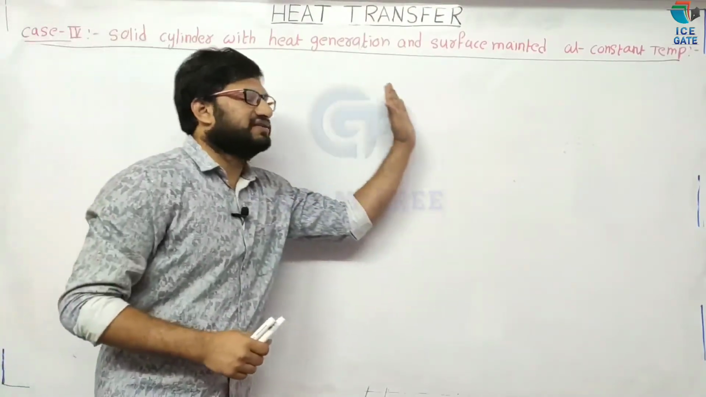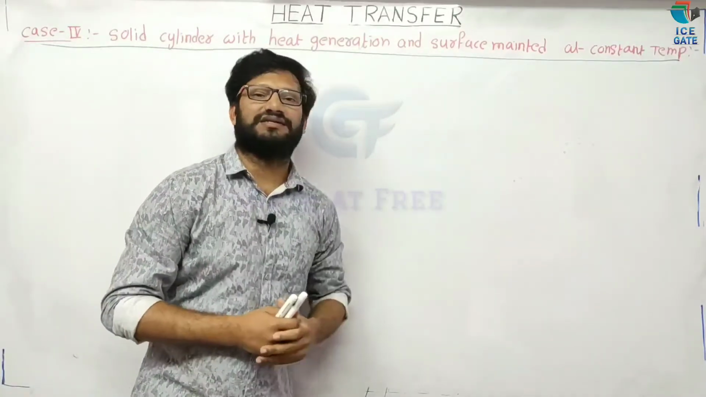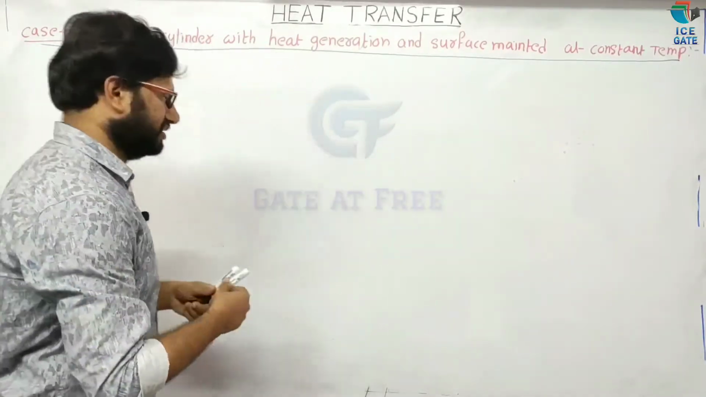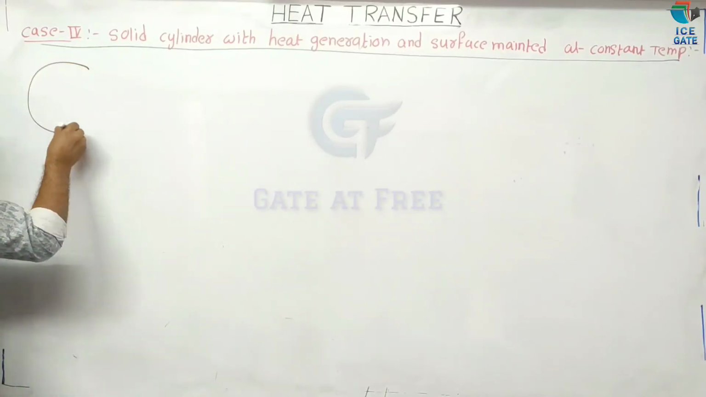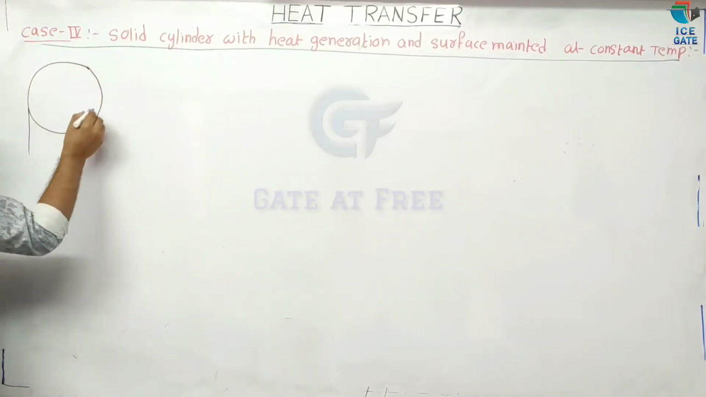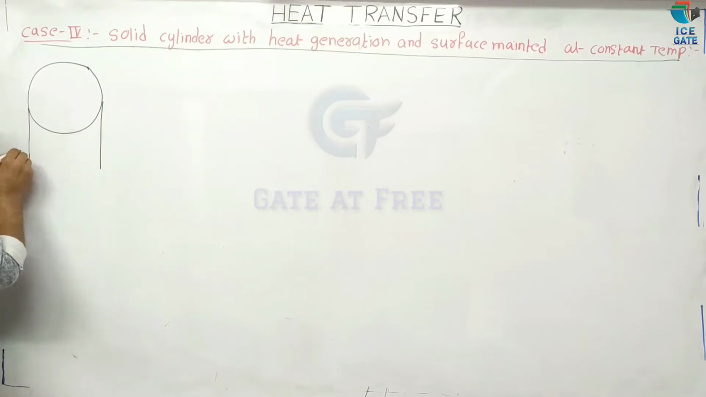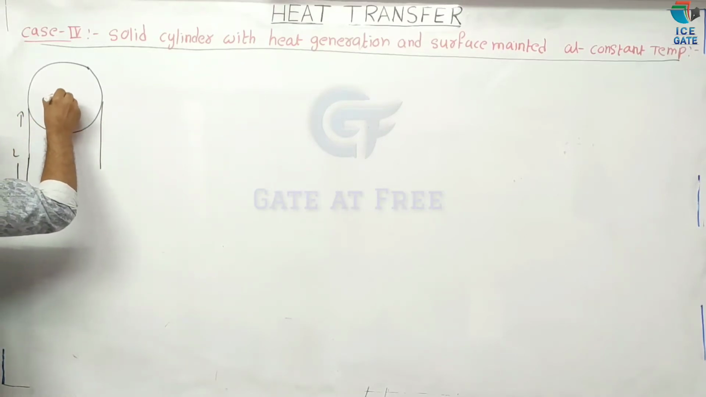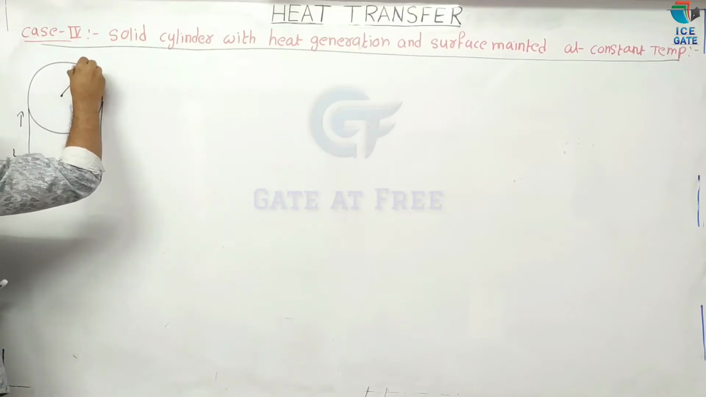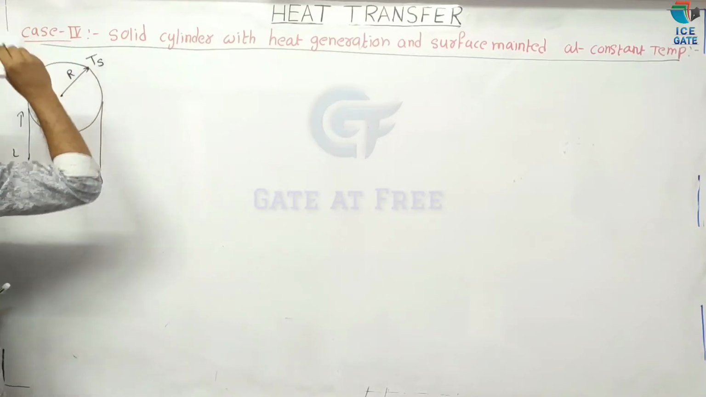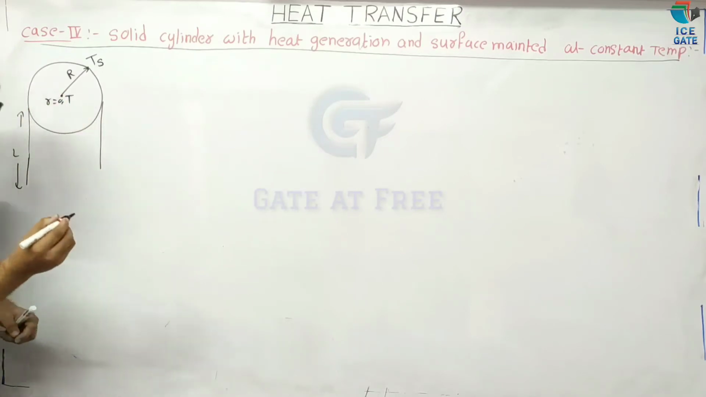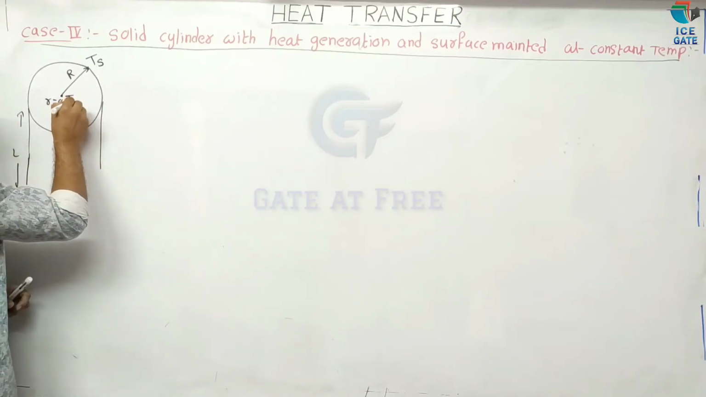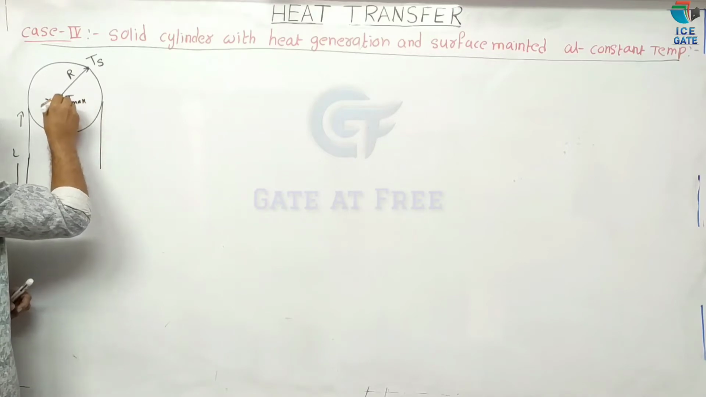Solid cylinder with heat generation and surface is maintained at constant temperature. So this is a cylinder having some length with radius R and with surface temperature Ts. At R equal to 0, temperature will be maximum, T max.